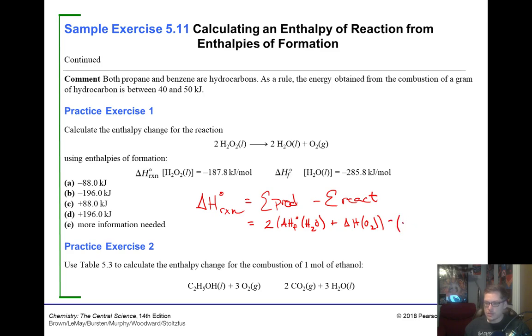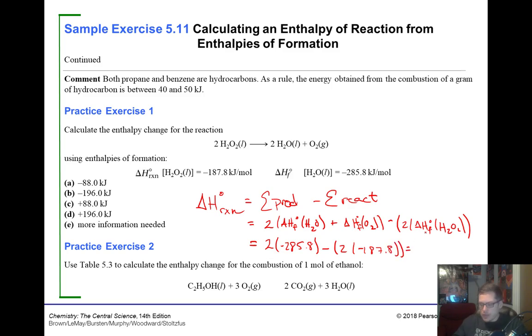Well, there's only one reactant, so that makes it nice. So it'd be 2 times the delta H standard formation of H2O2. I forgot the standard there. So the delta H of formation of water, 2 times our water value, is negative 285.8. Oxygen is 0, so we'll just ignore that, minus 2 times the delta H of formation of hydrogen peroxide, which is negative 187.8.